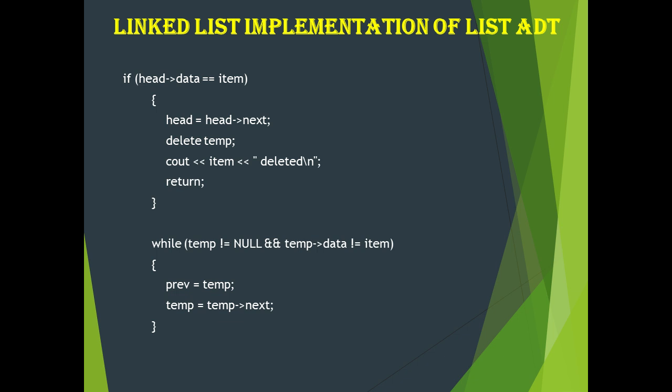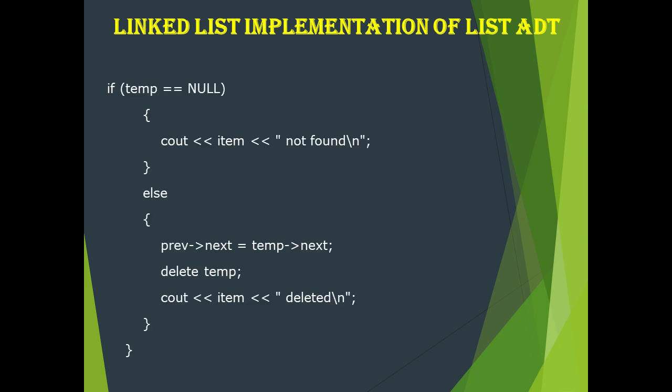This is the first case, where we delete the data present in the first node. Otherwise, we have to repeat the step, moving with temp equal to temp's next, until the particular node is reached, performing the operation again and again. At last, if temp is equal to null, the particular data we want to delete is not found in the list, so we cannot delete that element. Otherwise, we perform the next operation, previous's next equal to temp's next, and the node is deleted.